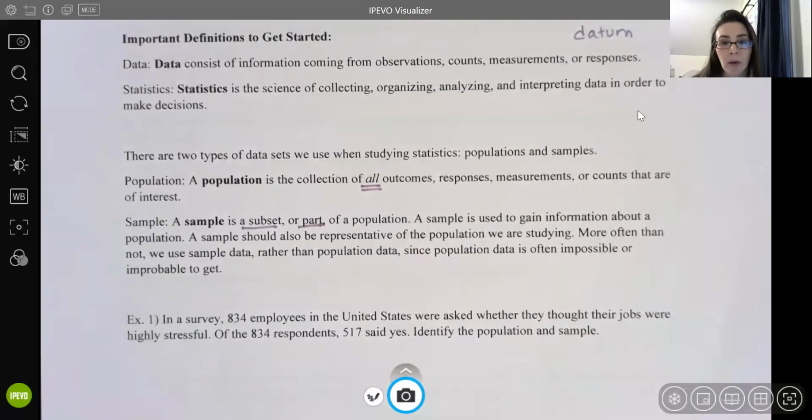Usually that doesn't happen though. So usually maybe only 20 students out of the 25 will actually respond. So now I have a sample, a subset of the population, and I can use that sample to hopefully get an overall idea of how the class went.